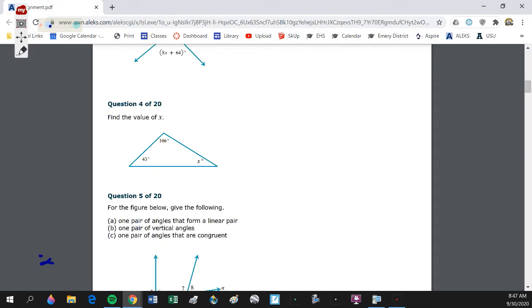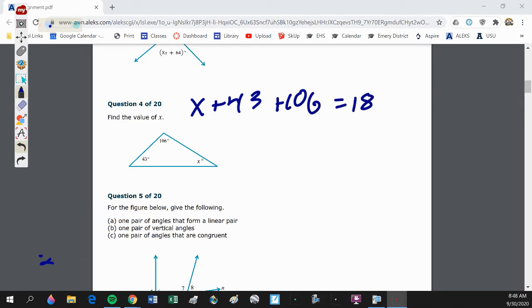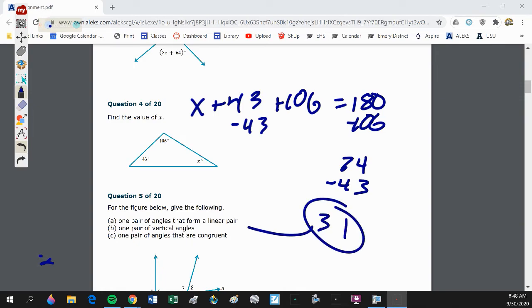All right. What about number 4? Every triangle has an angle sum of 180 degrees. So x plus 43 plus 106 is equal to 180. So we subtract 106 and I get 74. And then subtract 43 and I get 31. So x would be 31.